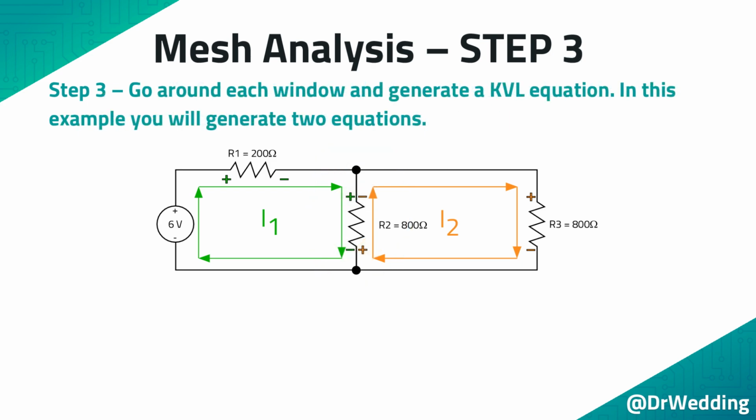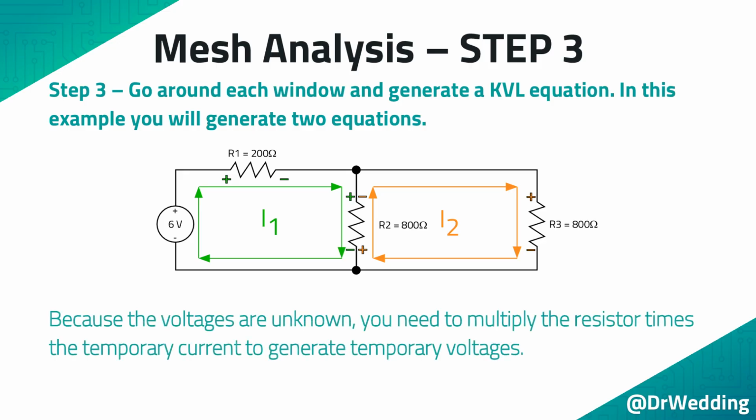Step 3. Go around each window and generate a KVL equation. In this example, you will generate two equations. Because the voltages are unknown, you need to multiply the resistor times the temporary current to generate temporary voltages.